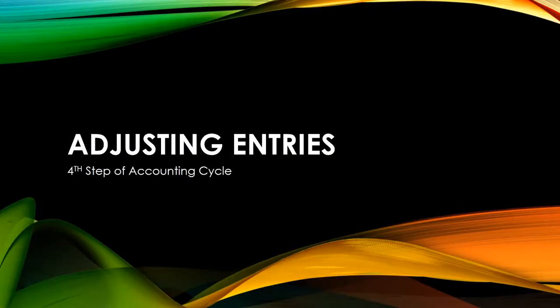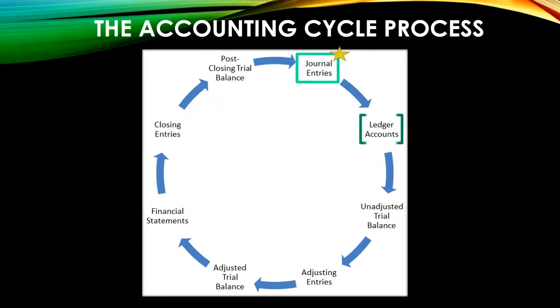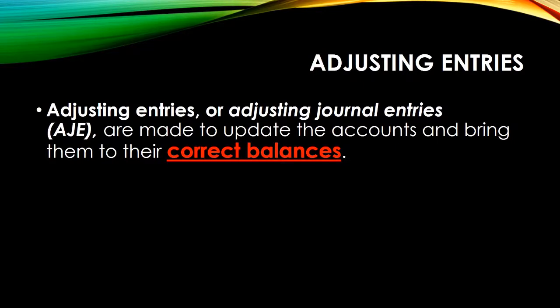Good day, everyone. This is the second part of adjusting entries, but before, let's have a quick recap of the concept of an adjusting entry. This is the fourth step of the accounting cycle process. We have to record the adjusting entries to update the accounts and bring them to their correct balances. The accounts, of course, are the financial elements: asset, liabilities, owner's equity, expenses, and revenues.